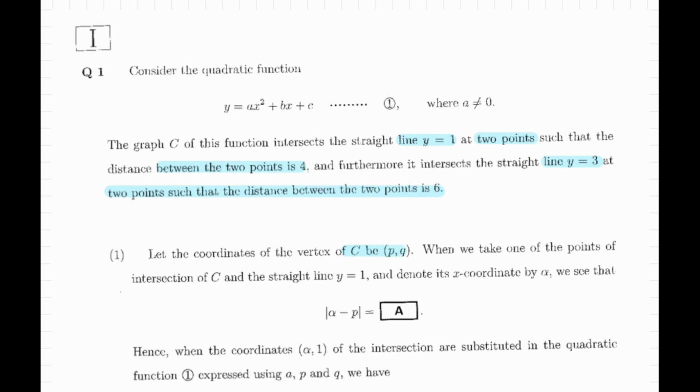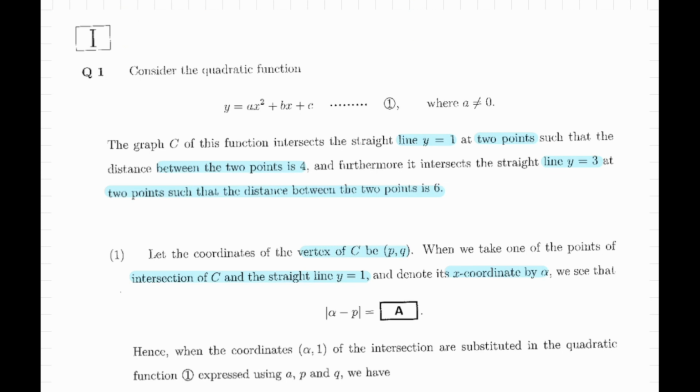So this is the coordinate of the vertex. When we take one of the points of intersection of C and the straight line y equals 1, and denote its x coordinate by alpha, we see that the modulus of alpha minus p equals blah blah blah. So, I will give you an illustration to solve this question.